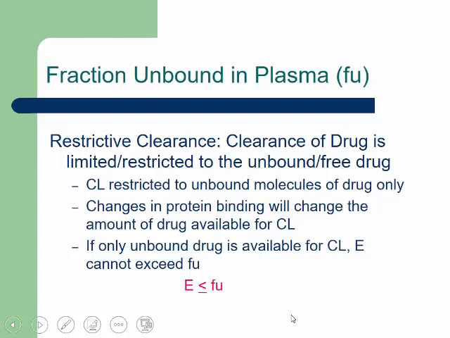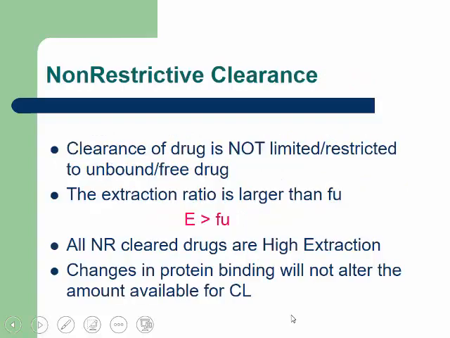So clearance is restricted to only the unbound molecules of the drug. Therefore, if there's a change in protein binding, if your fraction unbound increases, meaning there's more free drug available, then it will be available for clearance when it was not before. And if the drug becomes more highly protein bound, then less of the drug will be available for metabolism by the enzymes. So only free drug is able to be metabolized. That's what restrictive clearance means.